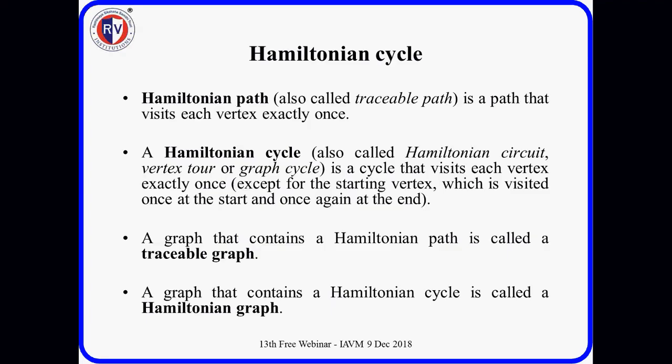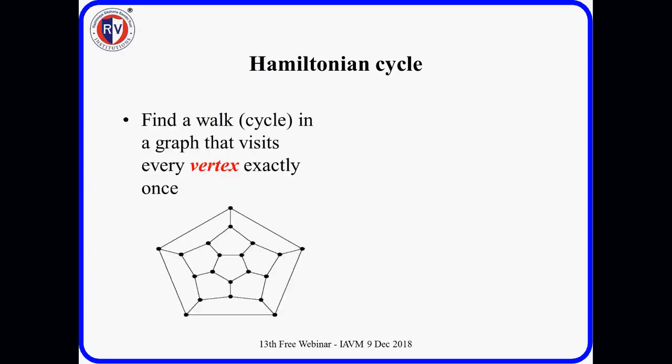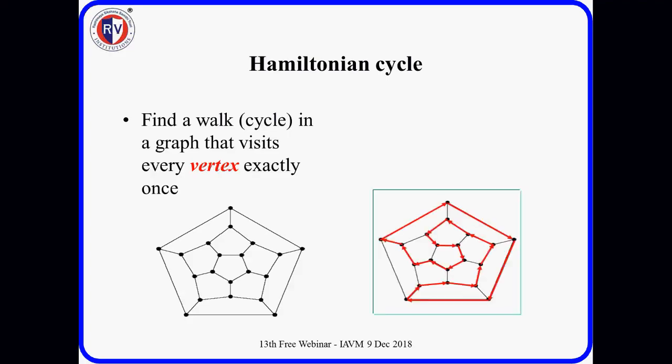A graph that contains a Hamiltonian path is called a traceable graph. A graph that contains a Hamiltonian cycle is called a Hamiltonian graph. A simple example I'll just show you. This is a dodecahedron represented in the form of a plane figure. We have to find the Hamiltonian cycle, meaning we start from one vertex, go through all the vertices exactly once and come back to the same vertex. It is not necessary that we cover all the edges here. So one simple solution is given.